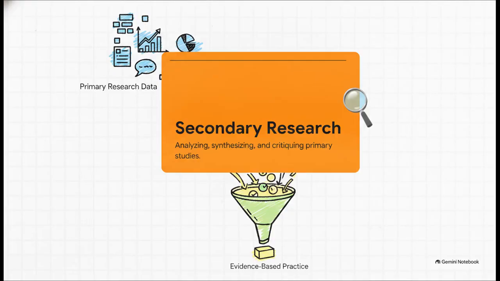So the absolute crucial point here is that secondary research isn't just a glorified reading list. It's a dedicated scientific process. Think about it. Primary research is about collecting the raw data, like computing code metrics or interviewing participants. Secondary research, on the other hand, involves analyzing, synthesizing, and critiquing those primary studies to drive actual evidence-based practice. It's basically the funnel that concentrates this overwhelming flow of empirical results into something practitioners can actually digest and use out in the real world.